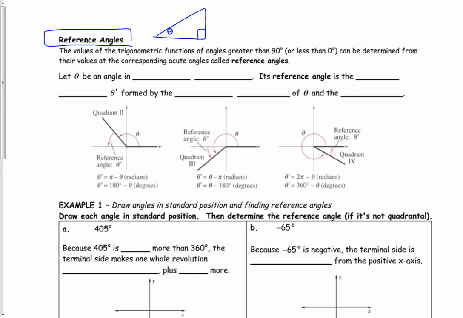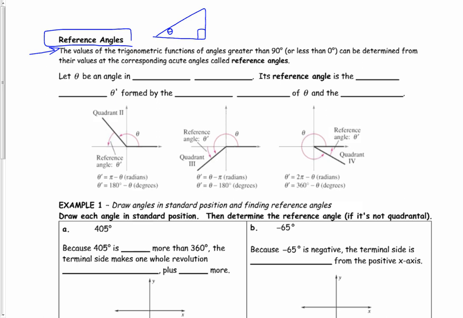But now we're dealing with angles, and this will come in here, the values of the trigonometric functions of angles greater than 90 or less than 0 if we had a negative angle, then we still need to be able to work with them so they can be determined from their values at the corresponding acute angles called reference angles. So what we need to do is come up with a way to take angles that don't fit into a little acute angle of a right triangle and still be able to do trigonometry with them.